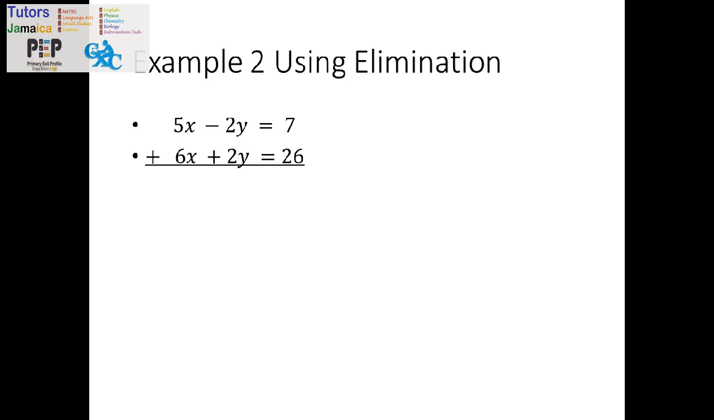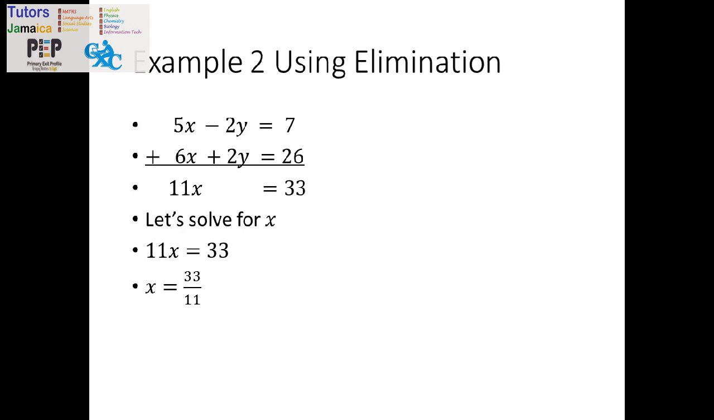So let's go ahead and add these. Right, so we end up with 11x is equal to 33, because 2y plus 2y cancels minus 2y. So we're going to now solve for x. So 11x is equal to 33. So x is equal to 33 divided by 11. So x is equal to 3.